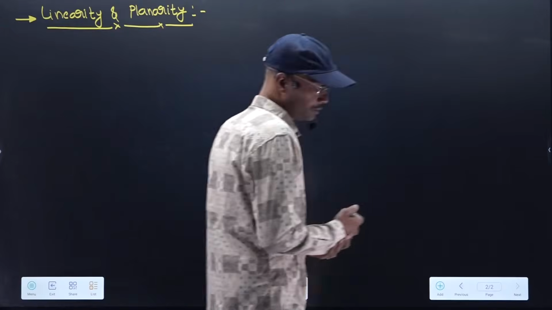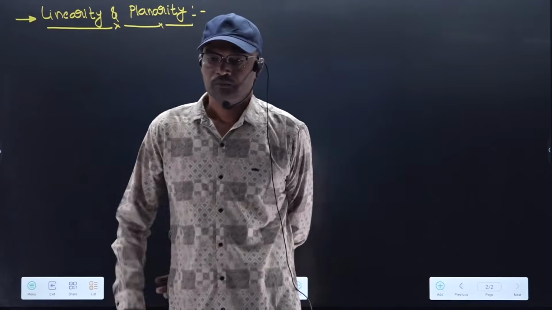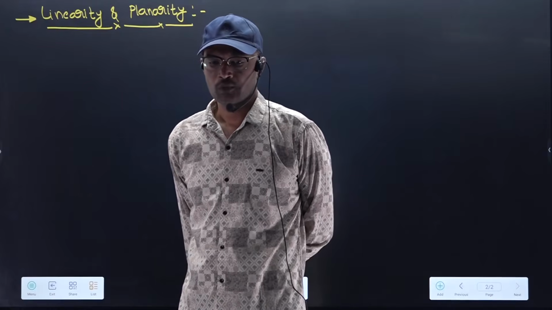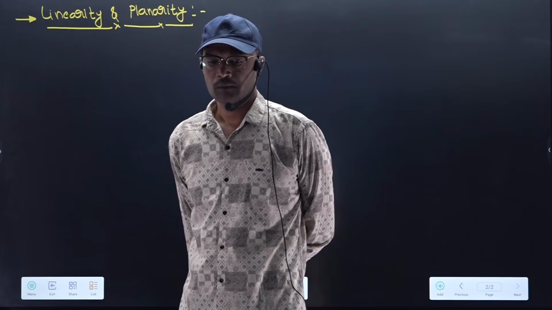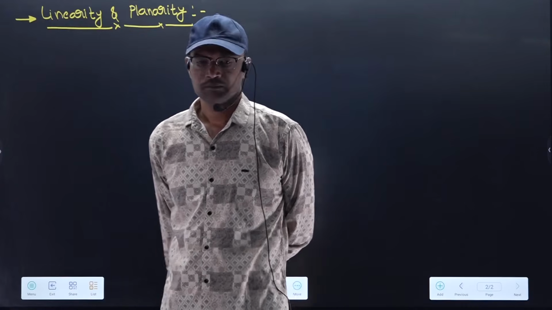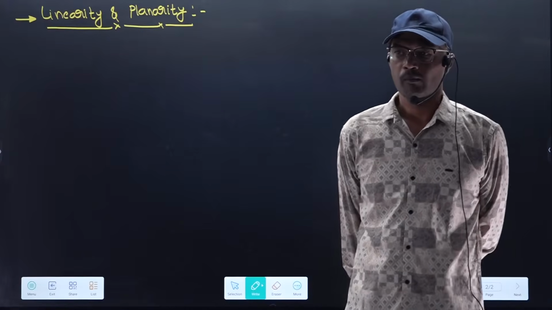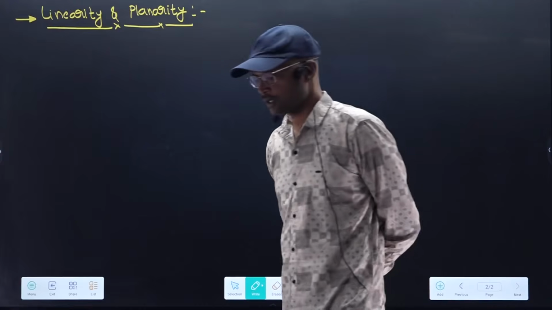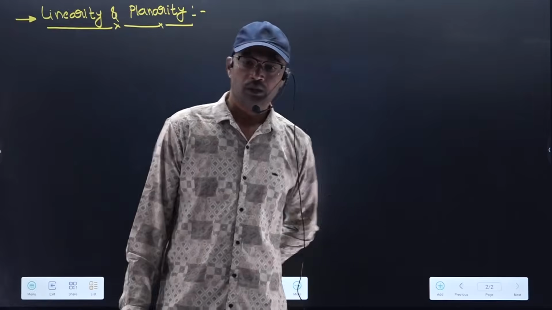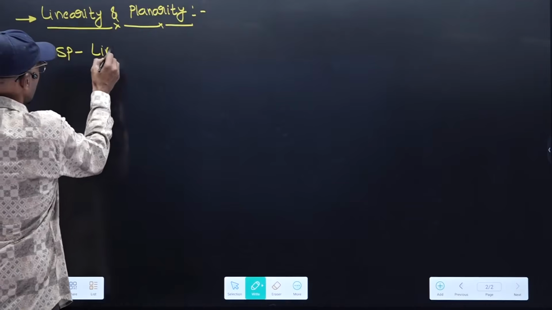Write down. The total number of atoms in a molecule present on an imaginary axis is known as linearity.